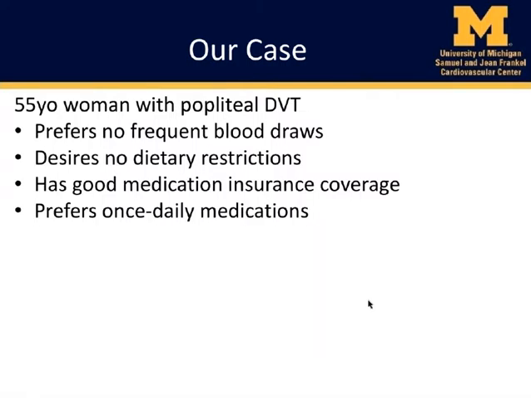So if we go back to our case, if you remember, this was a 55-year-old woman. She had that blood clot in her leg. And when we talked with her, she said, I travel a lot. My schedule is very unpredictable. I really would rather not have to come in and get my blood checked all the time. That would be a really big inconvenience in my life. Also, I tend to eat out a lot, so I don't have a great opportunity to regulate my diet.